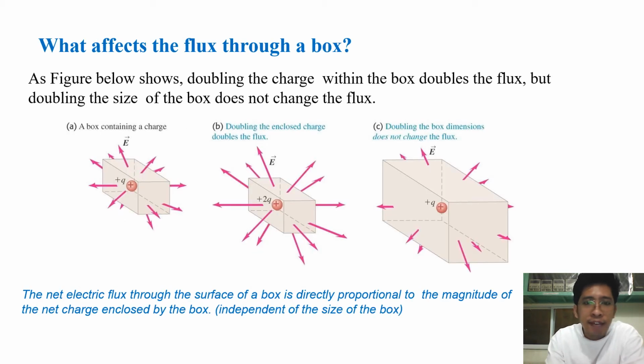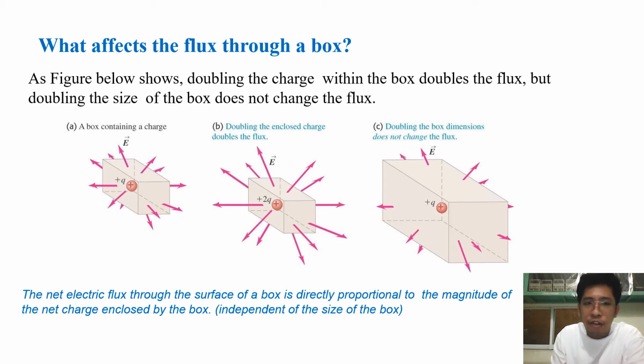What affects the flux through a box? As the figure shows below, doubling the charge within the box doubles the flux. So if we put more flux here, from plus Q charge to plus 2Q charge, the number of flux lines doubles for a double charge. But if you double the size of the box, the flux does not change.